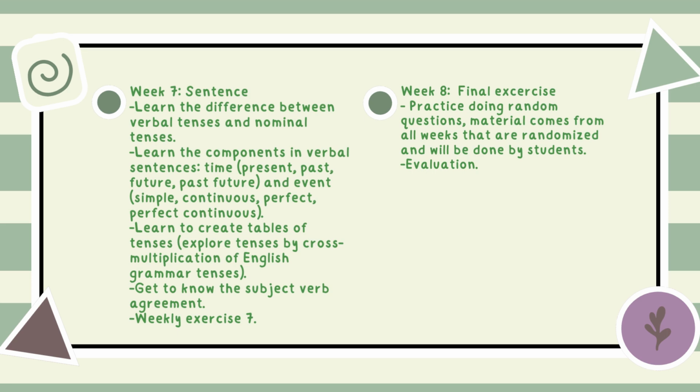Okay, week 7. Week 7 consists of tenses. Here we learn about the difference between verbal tenses and nominal tenses, and the components in verbal sentences: time, which has present, past, future, and past future, and event, which has simple, continuous, perfect, and perfect continuous. And then learn to create a table of tenses. Here we explore tenses by cross multiplication of English grammar tenses. And before the last, we get to know the subject verb agreement, and the last is weekly exercise 7.